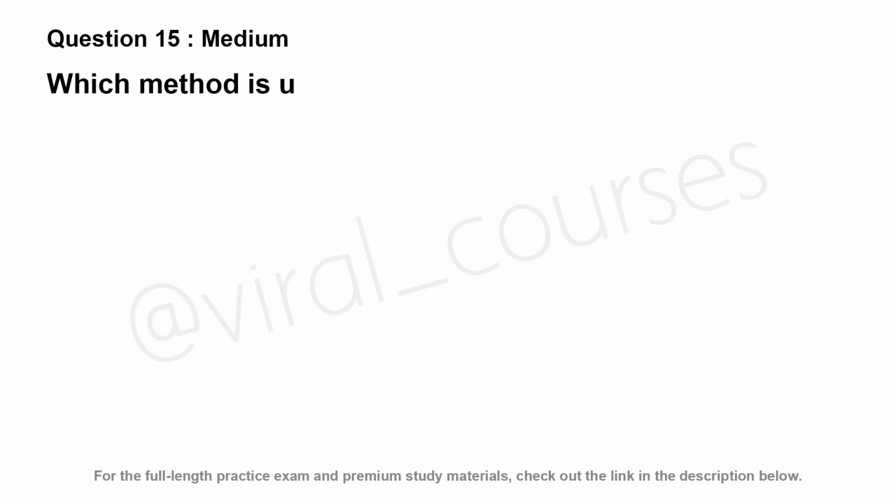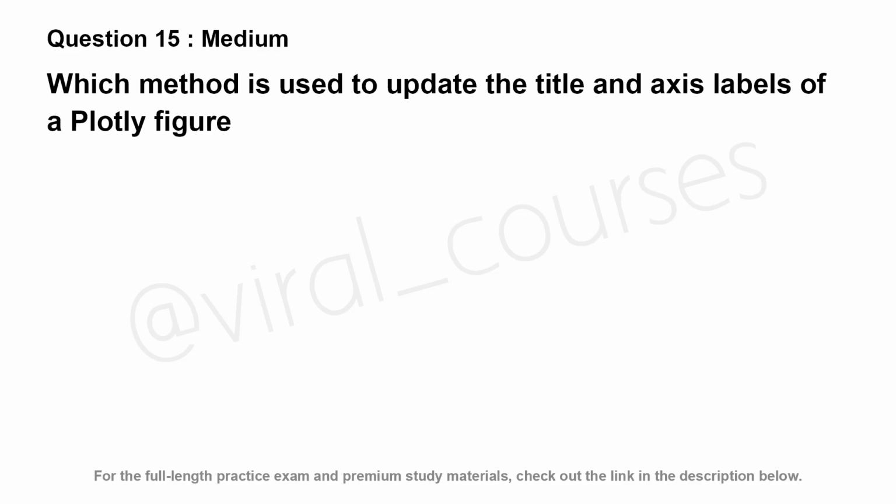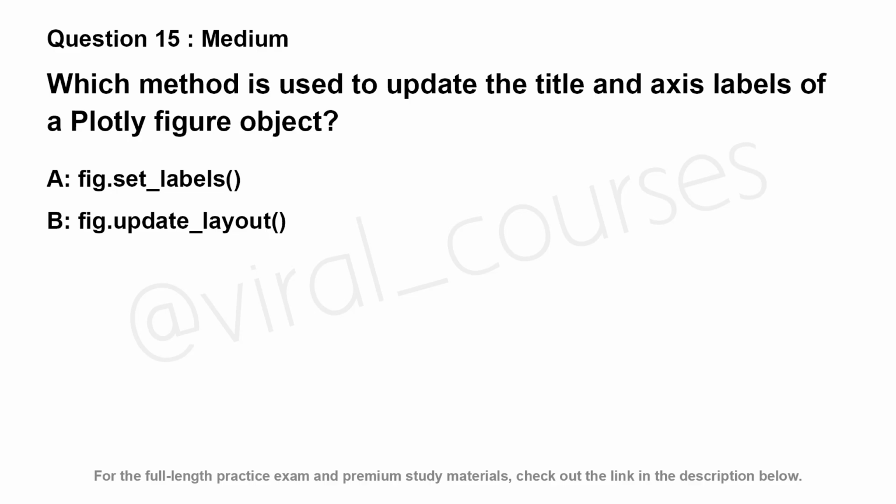Which method is used to update the title and axis labels of a Plotly figure object? Option A, fig.set_labels. Option B, fig.update_layout. Option C, fig.modify. Option D, fig.change_axes.